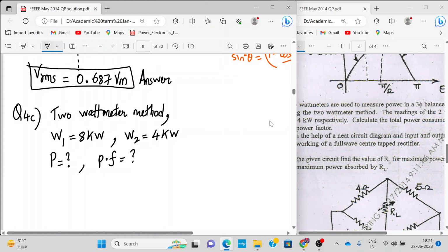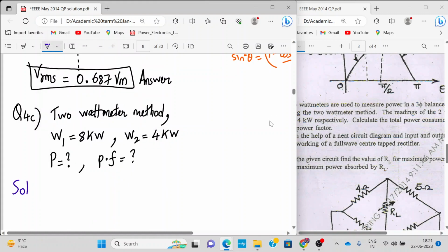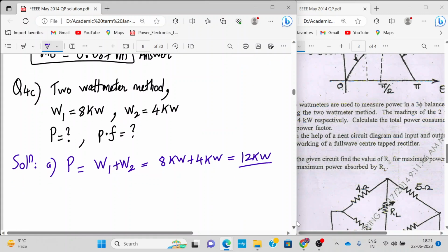See, it's organically a very simple numerical. I'll show you how. Solution. As per the 2 wattmeter method, the power consumed is given by W1 plus W2. We just have to add them together. 4 kilowatt plus 8 kilowatt will be 12 kilowatt. You will say it is that easy. Yes, it is that easy.